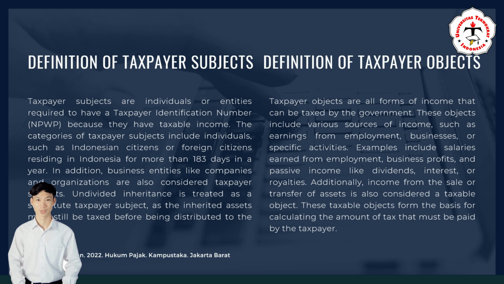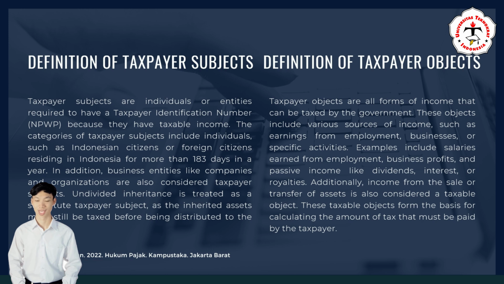Definition of taxpayer subjects and taxpayer objects. Taxpayer subjects are individuals or entities required to have a taxpayer identification number, NPWP, because they have taxable income. The categories of taxpayer subjects include individuals such as Indonesian citizens or foreign citizens residing in Indonesia for more than 183 days in a year. Business entities like companies and organizations are also considered taxpayer subjects. Undivided inheritance is treated as a substitute taxpayer subject, as the inherited assets must still be taxed before being distributed to the heirs.